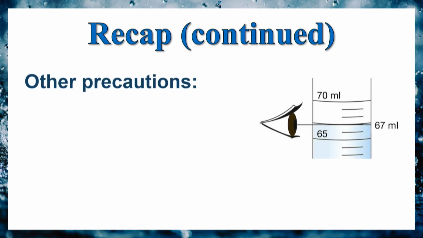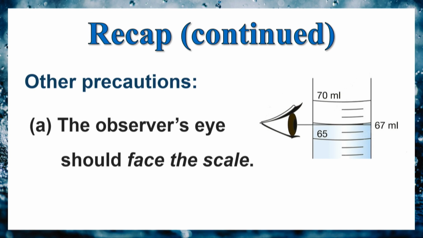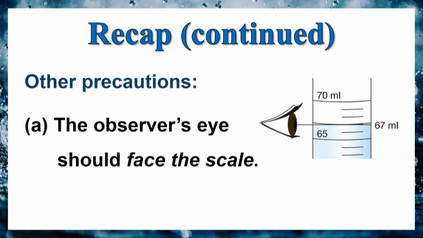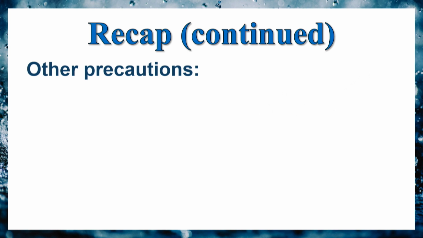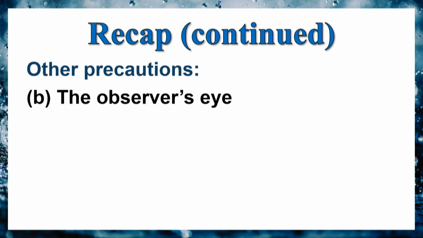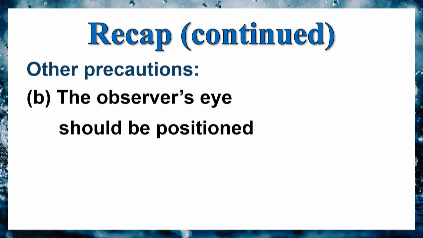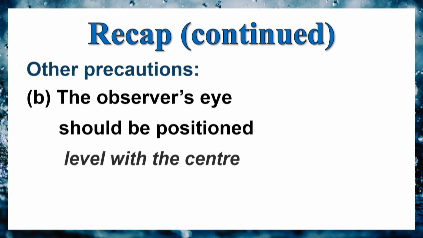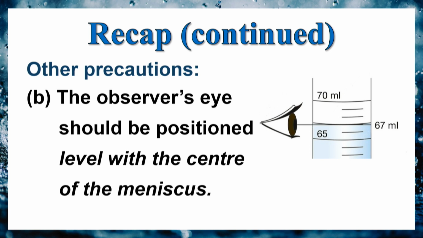Do you still remember the other two precautions? Yes. Firstly, the observer's eye should face the scale. And secondly, the observer's eye should be positioned level with the center of the meniscus. This will avoid parallax error during reading.